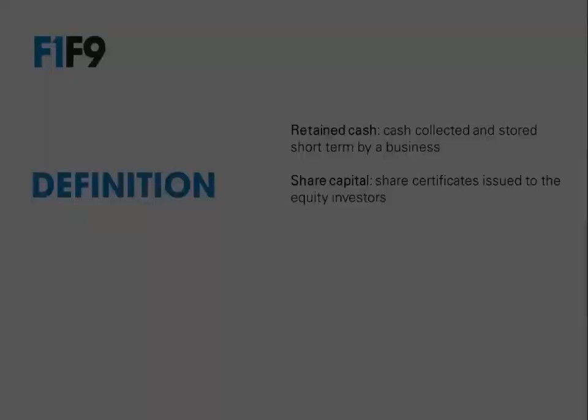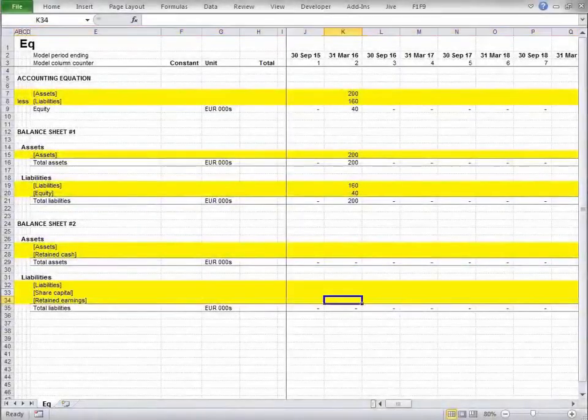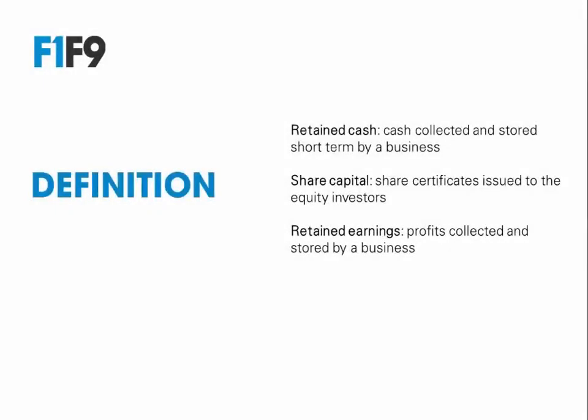Share capital represents share certificates issued by the business to the equity investors, and which carry a face value. Retained earnings represent profits collected and stored by a business. Unlike retained cash, retained earnings have no physical form, but they are a representation of what might be given to equity investors if the business ceased trading and everything was sold off for cash.